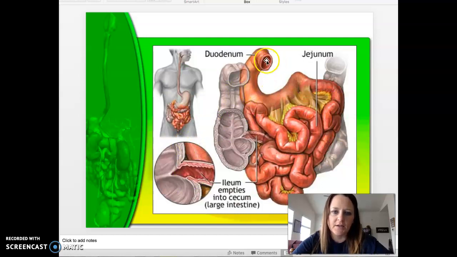So you can see here the duodenum. So this is where the stomach would be connecting to here. So you have your duodenum and then your jejunum, and yes, it curls like this, and then your ileum, which is basically underneath right here, and it actually empties into this large intestine.